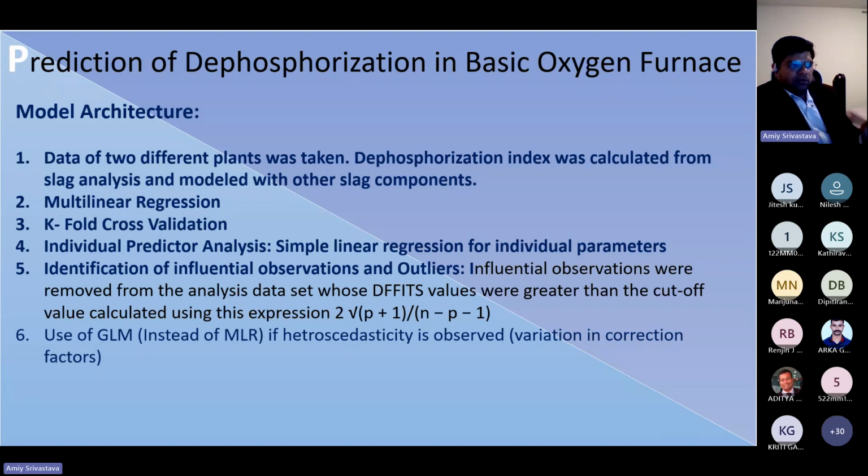So at that time, heteroscedasticity is introduced in the model. So we avoided using MLR, and rather we used GLM. The detail of GLM is already given in that paper, so you can go through it, and the code related to that is also available in GitHub. We can talk more about it later.